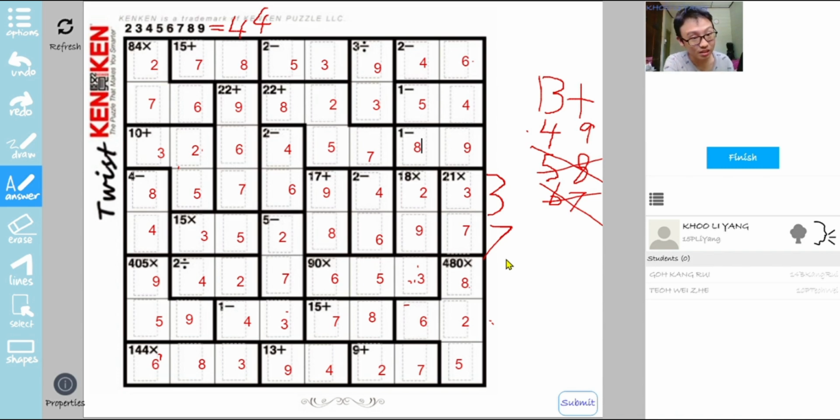So there's no problem. This is how to solve this puzzle.